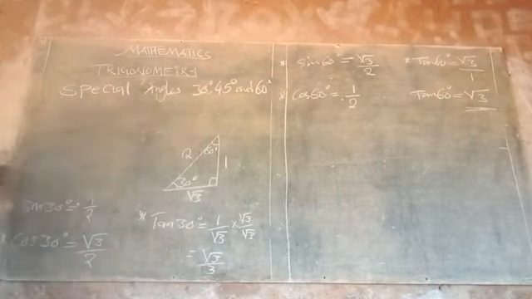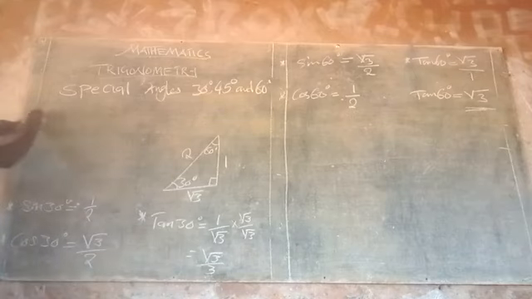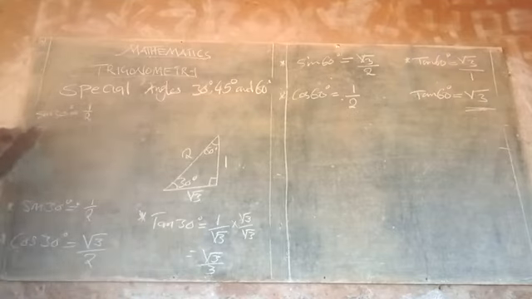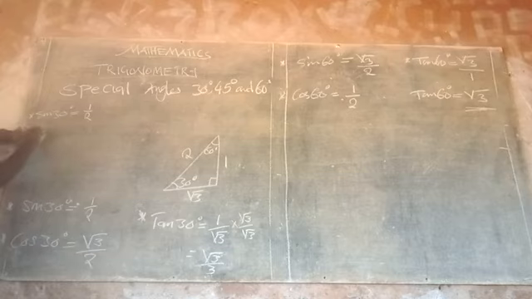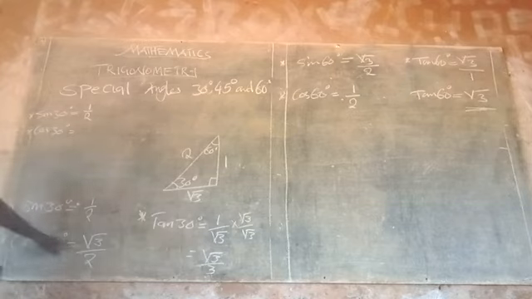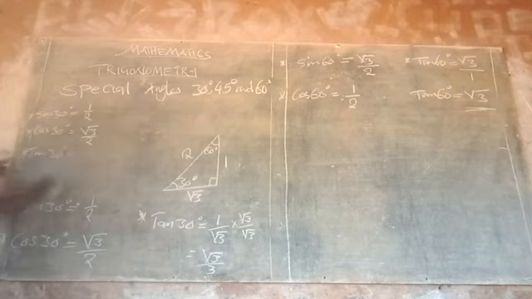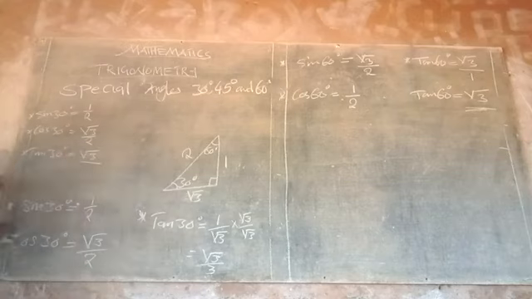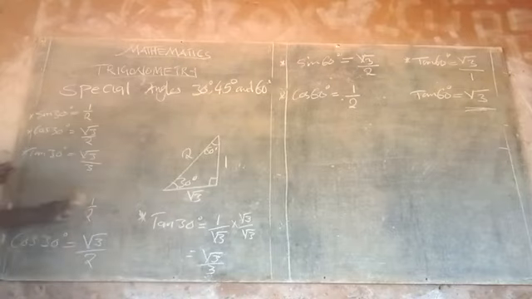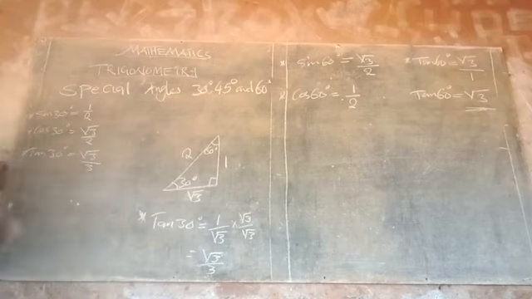Let me begin with sine 30. You know that sine 30 degrees is equal to 1 over 2. Then cos 30 degrees is equal to root of 3 divided by 2. Then tan 30 degrees is equal to root of 3 divided by 3. Very important. These are very much important in trigonometry.